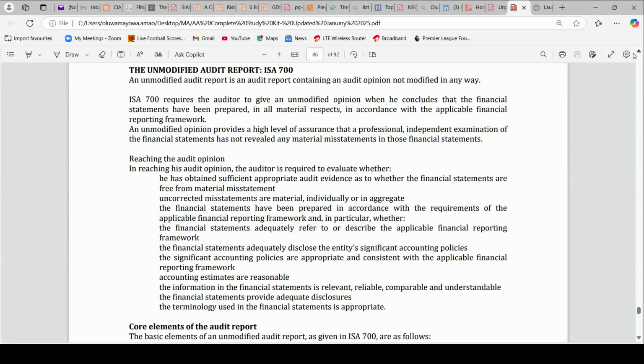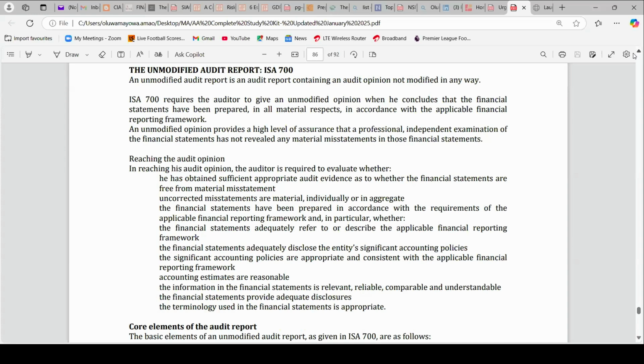So the first one is what you call unqualified audit opinion. Same thing as unmodified. The second one, audit report that has key audit matters. The third one, audit report that has a modified opinion. Then the fourth one, audit reports that have emphasis of matters paragraph or other matters paragraph. Now we are looking at ISA 700, the unmodified audit report, and what is the content of that?